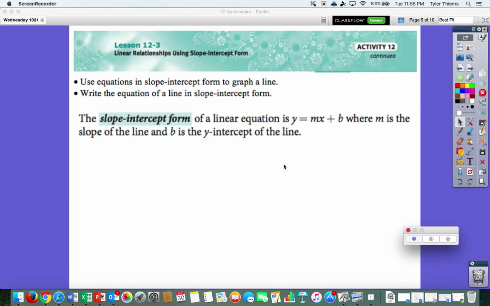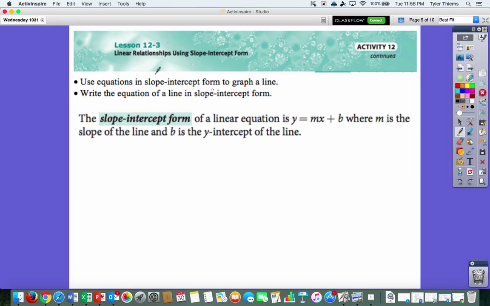We're going to do lesson 12.3, linear relationships using slope intercept form. The learning targets for today are that we're going to use equations to graph a line, and we're also going to be writing equations in slope intercept form.